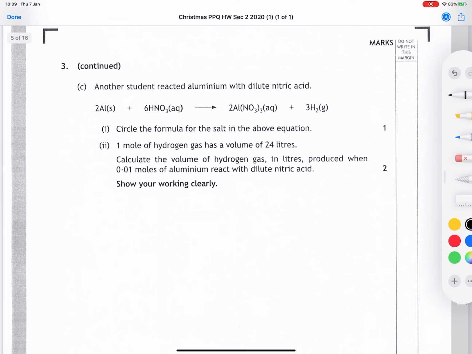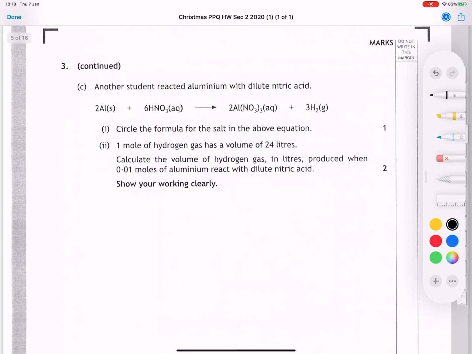This circled salt, so this is a metal plus an acid, makes hydrogen plus a salt. So all you had to do is circle that or write its name down below to get the 1 mark.